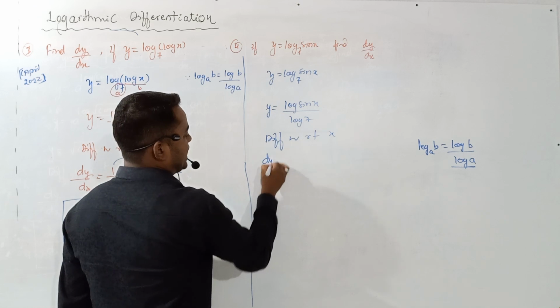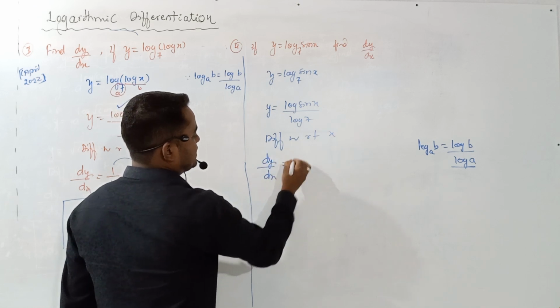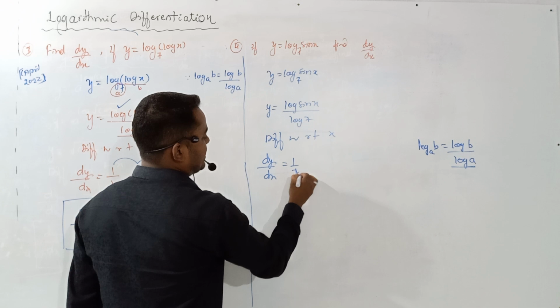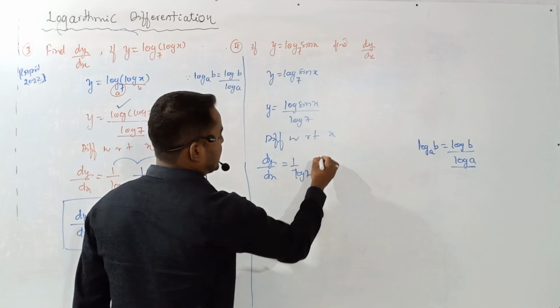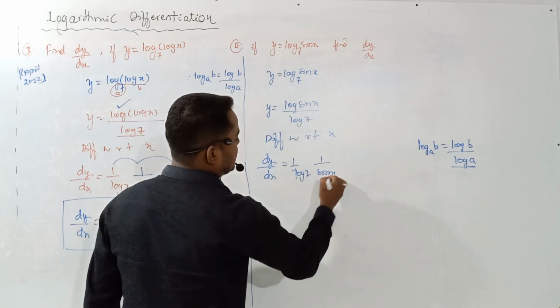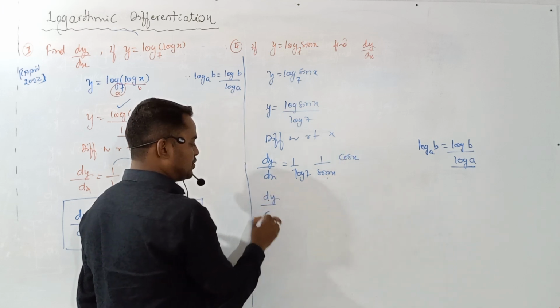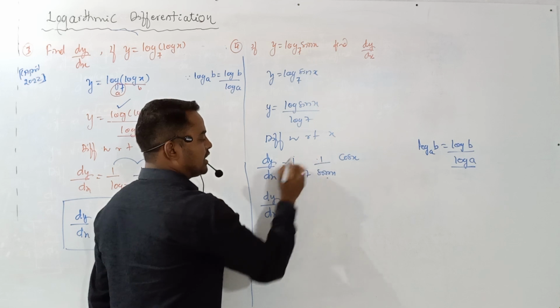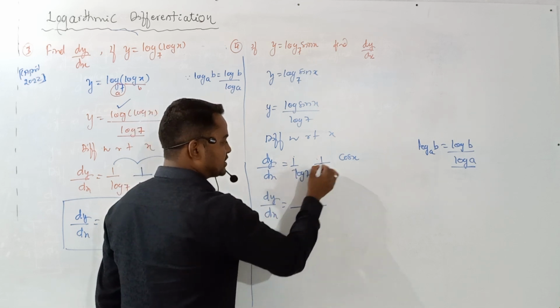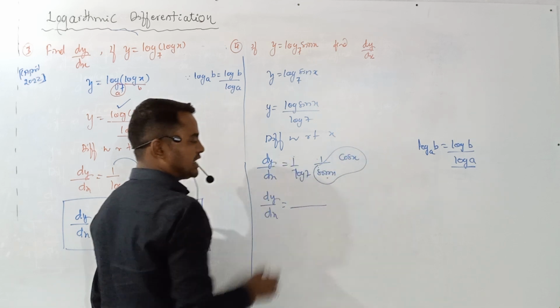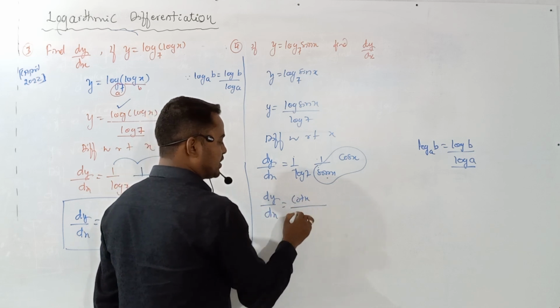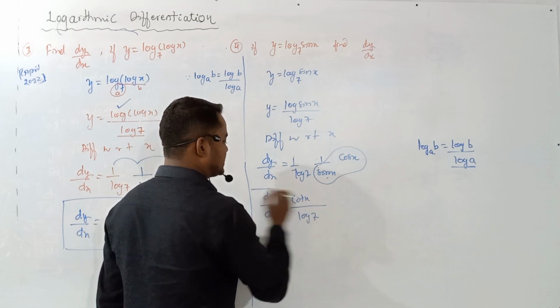Derivative of y, dy by dx, that is 1 by log 7. Log sin x means what? 1 by sin x, derivative of sin is cos x. Now dy by dx is equal to 1 into 1, 1, log 7 as it is, cos by sin is what? Cot x. Cot x divided by log 7. It is the final answer.